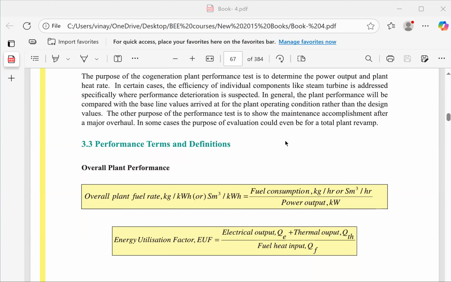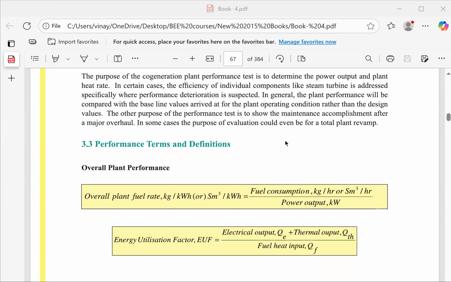When you are using gas, instead of kg, it is the standard cubic meter: how many cubic meters of gas you require to generate 1 kWh. What will the ratio be? The denominator is power output in kW. The numerator is fuel consumption in kgs per hour or Sm cube per hour. Suppose 100 kgs are required to generate, for example, 10 kW power. So 100 by 10 gives the fuel per kW generated.